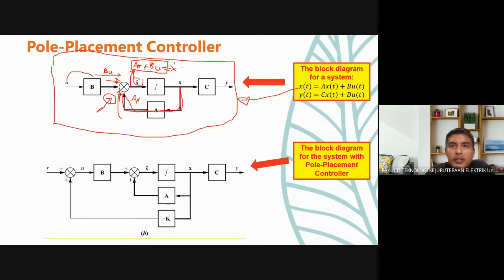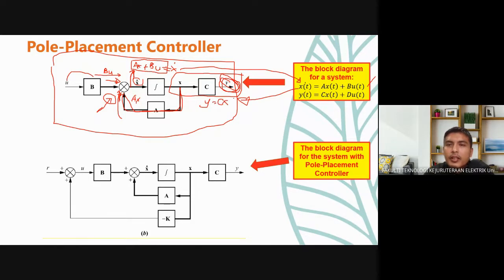Actually, this equation is x dot. So you can see this is coming from here: x dot equal to AX plus BU. Okay. And then the output here, Y, actually Y equal to what? When you see this flow chart or the block diagram, Y here equal to what? Anyone? Cx. Y equal to Cx.